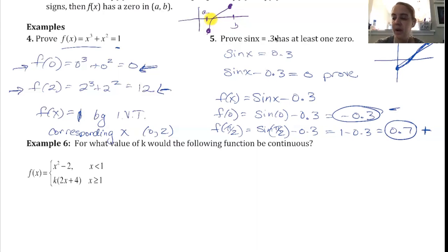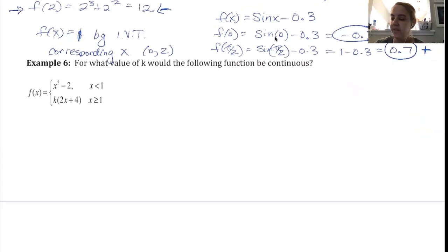I like the next problem. It makes you really think, kind of an AP problem. For what value of k would the following function be continuous? So I have this piecewise function. I know I've got x squared minus 2. That first piece is some kind of parabola that opens up. The second piece is 2x plus 4. That's some kind of line that goes up like this. It is a piecewise function, so if I graph them, I know I'm over here at 1. Here's my parabola piece, x squared minus 2. That's going to have some kind of open circle.